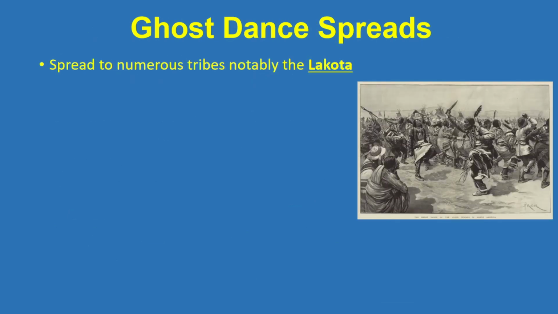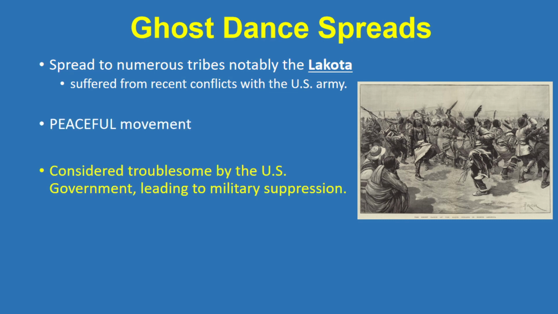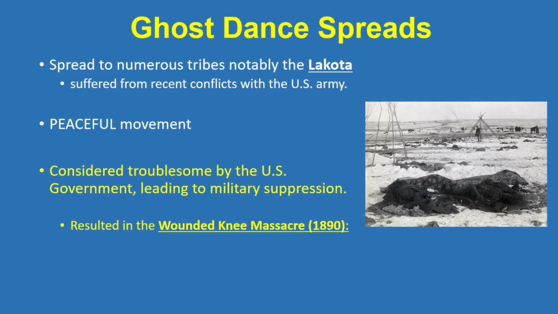The movement quickly spread to many other tribes, notably the Lakota, who in recent years had experienced devastating conflict with the U.S. Army. But the U.S. government considered this movement to be troublesome and mobilized the army to suppress it, resulting in the infamous Wounded Knee Massacre, in which Lakota people were killed, mostly women and children.